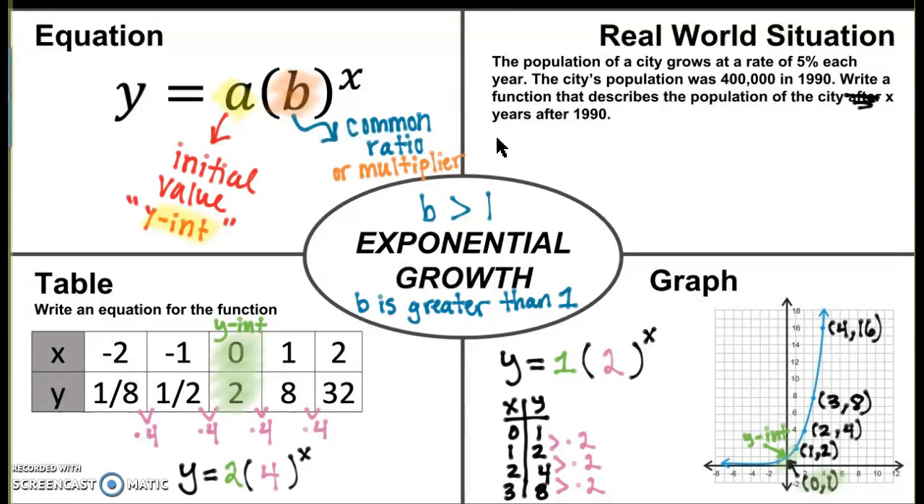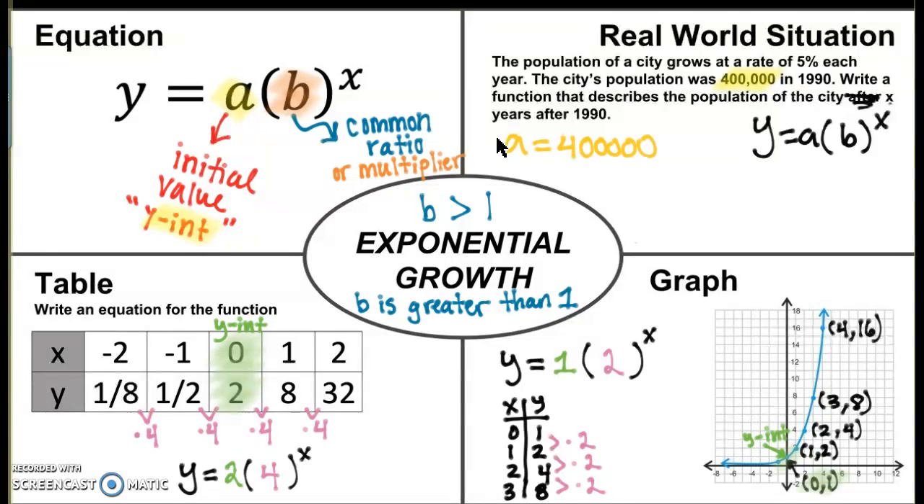Well, in order for me to write my function y equals a times b to the power of x, I need to know 2 things. We must know what the initial value is, and we must know what the common multiplier is. To find the initial value for this particular problem, that represents in a way our starting point, or the starting population. The population, according to the problem, started with 400,000, or at least that was the population in 1990. So I can say that my y-intercept, or the value of a, is 400,000 people.